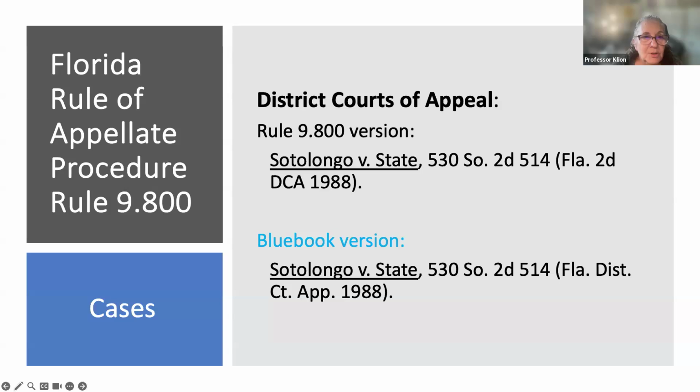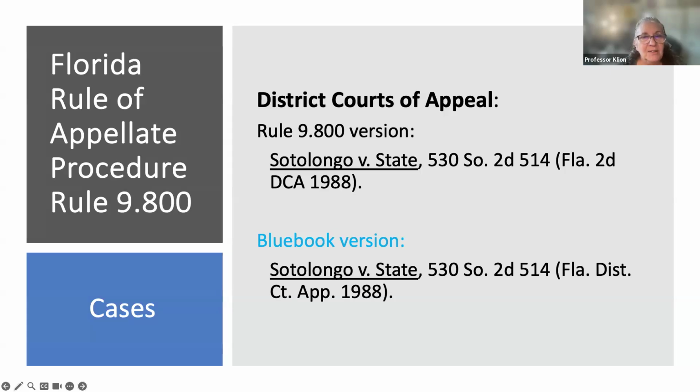That makes sense when you are in another state or in the federal court system because they don't really care about what district court you're citing to. So it's very general. This just lets the reader know that it comes from an appellate case in Florida, as opposed to what appellate court in Florida. What 9.800 does is it turns around and it makes you identify the name of the District Court of Appeal, the name of the appellate court.